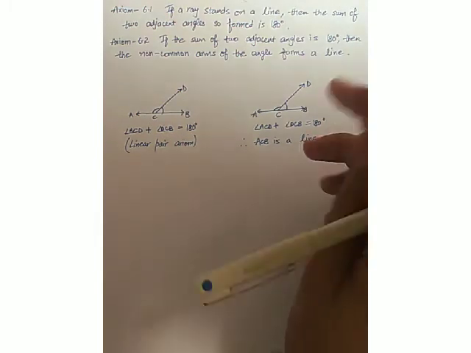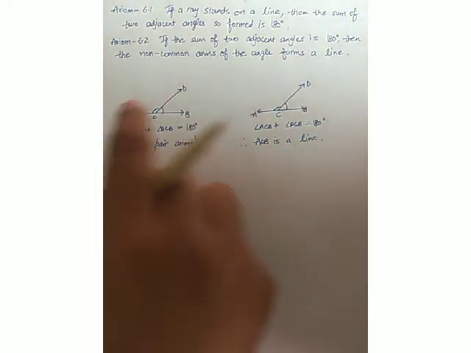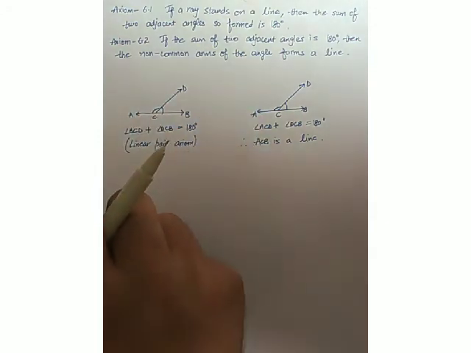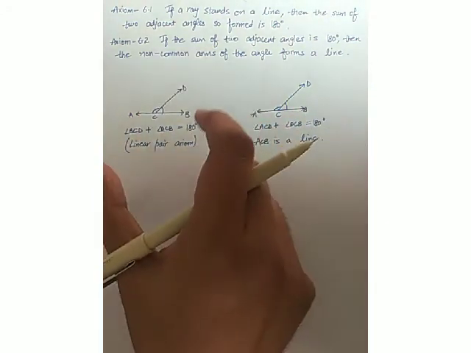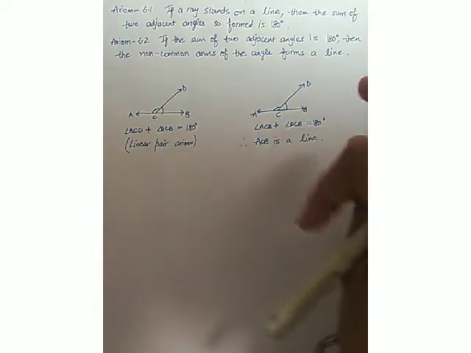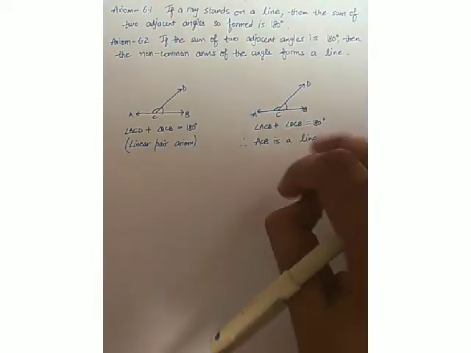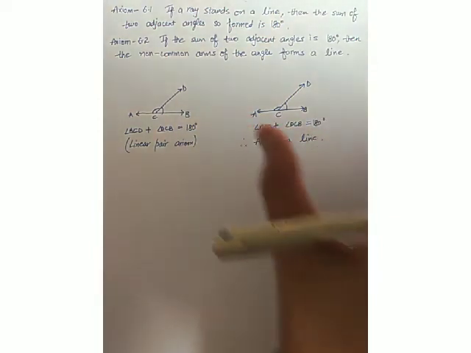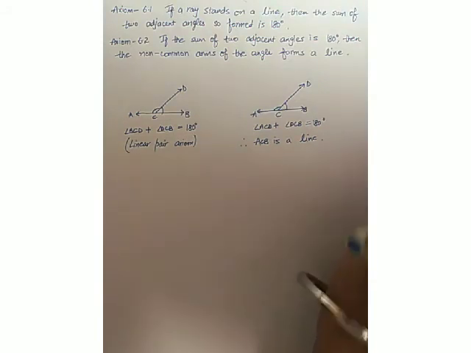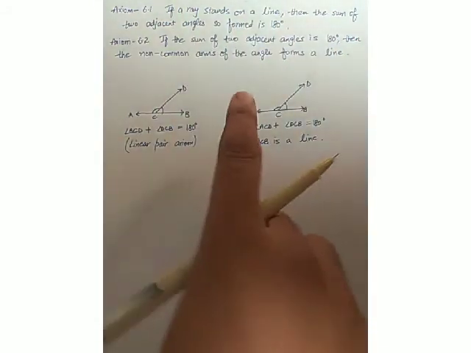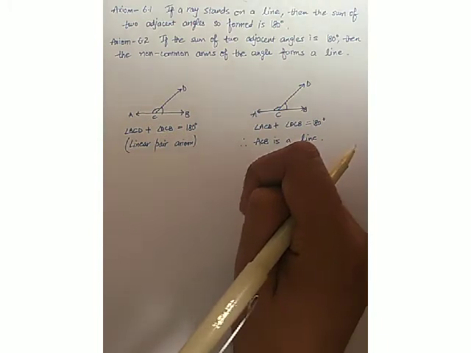So this is our second axiom. The first axiom says that if there is a line and there are two adjacent angles being formed by a ray, then the sum of the angles is 180 degrees, and this is completely the converse of that. Like if the sum is 180 degrees, then the non-common arms are forming a line. So this is how you can understand the axioms 6.1 and 6.2.